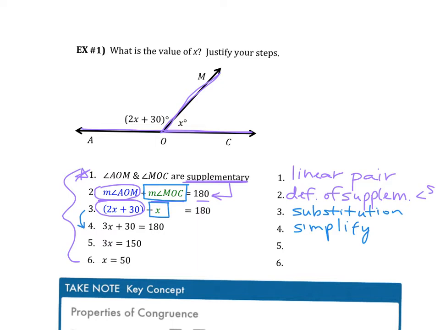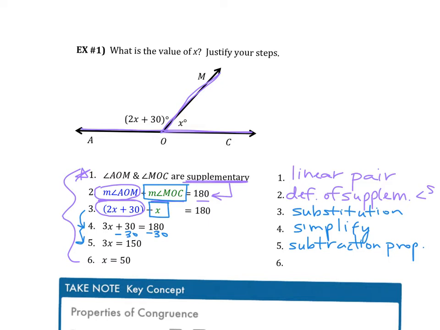Okay, so now you're looking at how did I get from number 4 to number 5? What changed from 3x plus 30 equals 180 to 3x equals 150? What did I do? Daniel. I subtracted 30 from both sides. So if I subtracted 30 here and I subtracted 30 here, then my step is the subtraction property of equality. And you can just write subtraction property. I'm not so concerned about the of equality part.